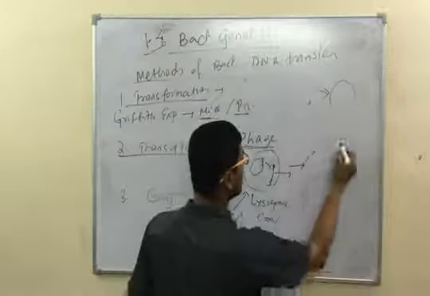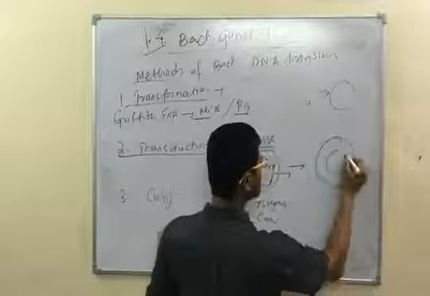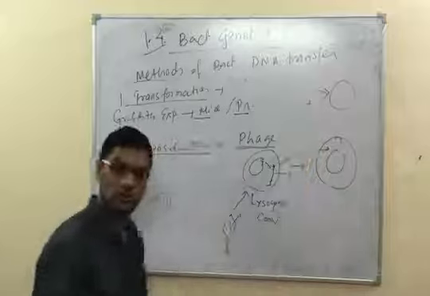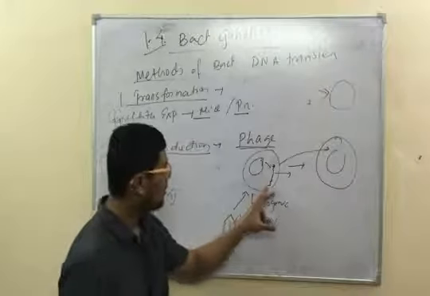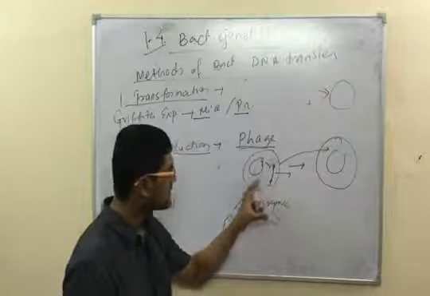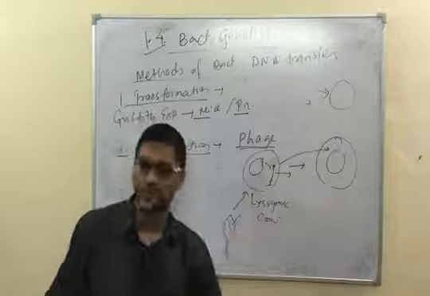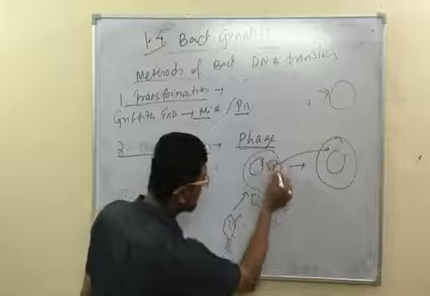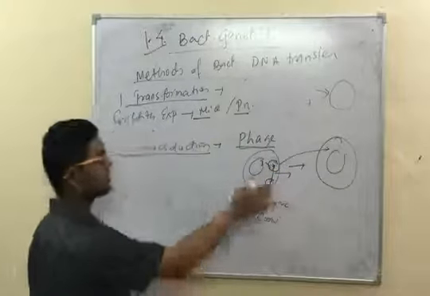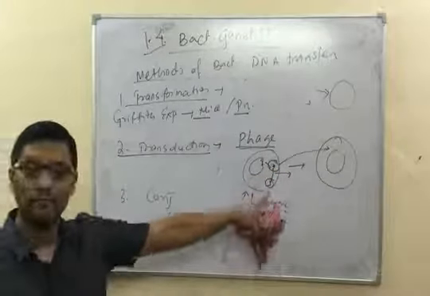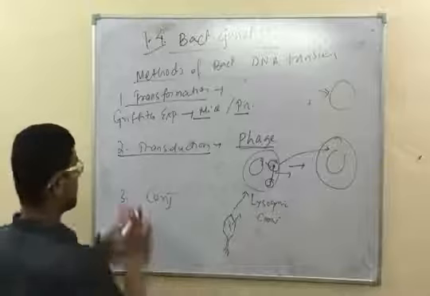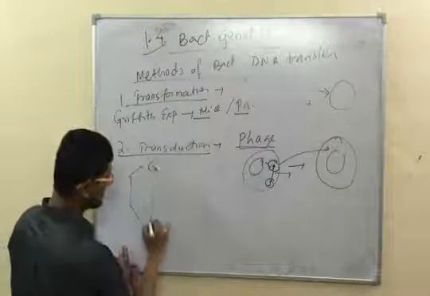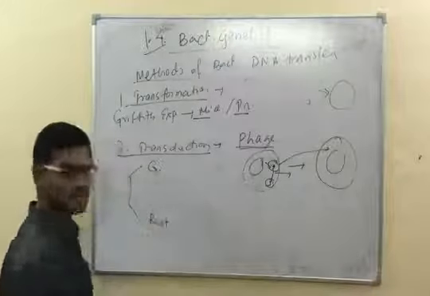Such phage DNA, when it infects another bacterial cell, gets integrated with the bacterial chromosome, so that the bacterial DNA from the first cell can go to the second cell. This is called transduction, the transfer of bacterial DNA from one bacterium to another with the help of a bacteriophage. And transduction is of two types: generalized transduction and restricted transduction.